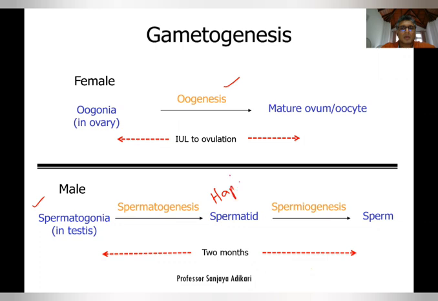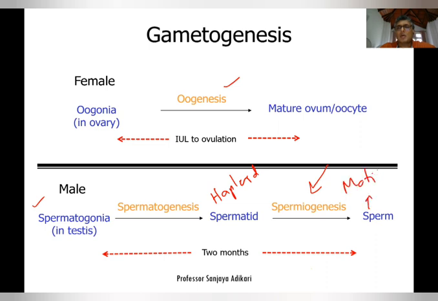haploid spermatids, which are not very good in their mobility. Not that they are immotile, but they are not good when it comes to mobility. So when a spermatid becomes a sperm, it undergoes the process of spermiogenesis, where the sperms acquire their full motility.